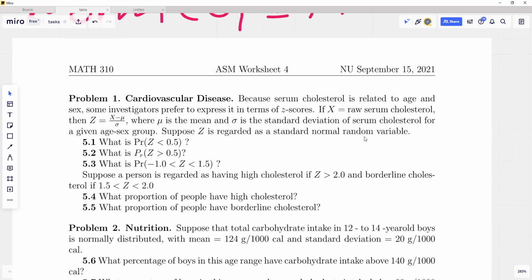Also, Z then follows the standard normal distribution, and let's find the probability that Z is less than 0.5. All right, first, let's show that using spreadsheets.